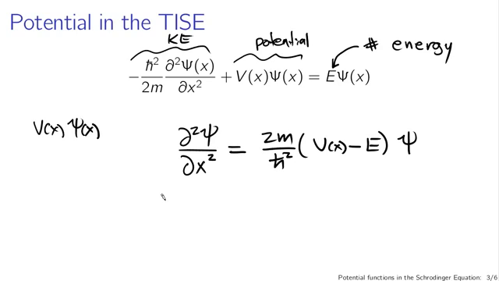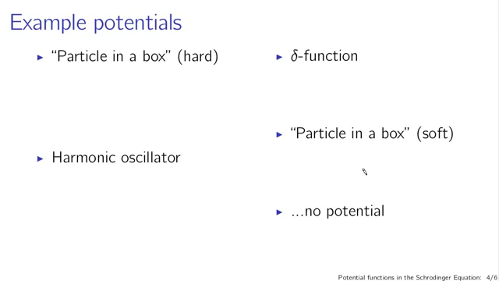This is what we're going to be doing, or this is what the textbook does in all of Chapter 2. Write different potential functions and solve the Schrodinger equation. The first example potential we do, and this is section 2.2, is what I like to call the particle in a box. The textbook calls it an infinite square well. The particle in a hard box, for instance, you can think of as a potential function that looks like this.